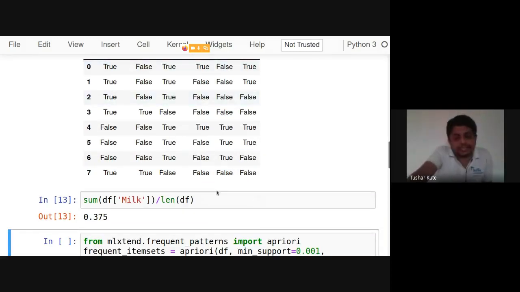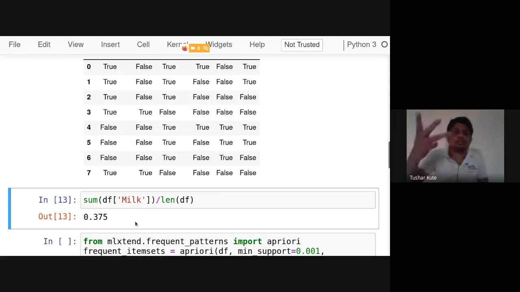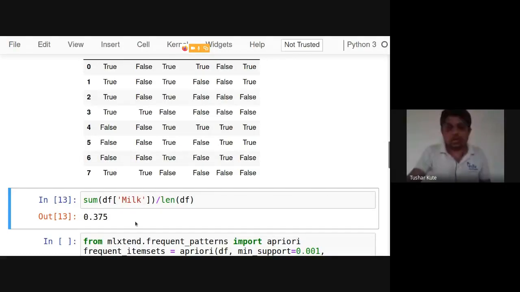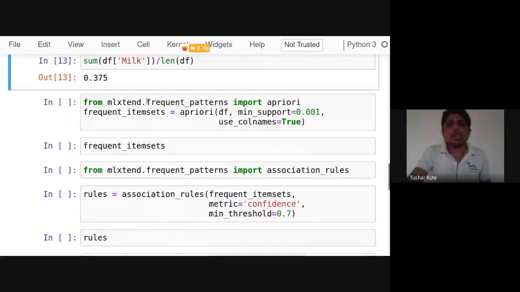0.375. So 3 out of 8. 0.375. That's fine. This is the easy method. That's why in actual programming, they perform the operation in this particular way to find the support. Okay, and now let's create the frequent item sets. See how it is done.